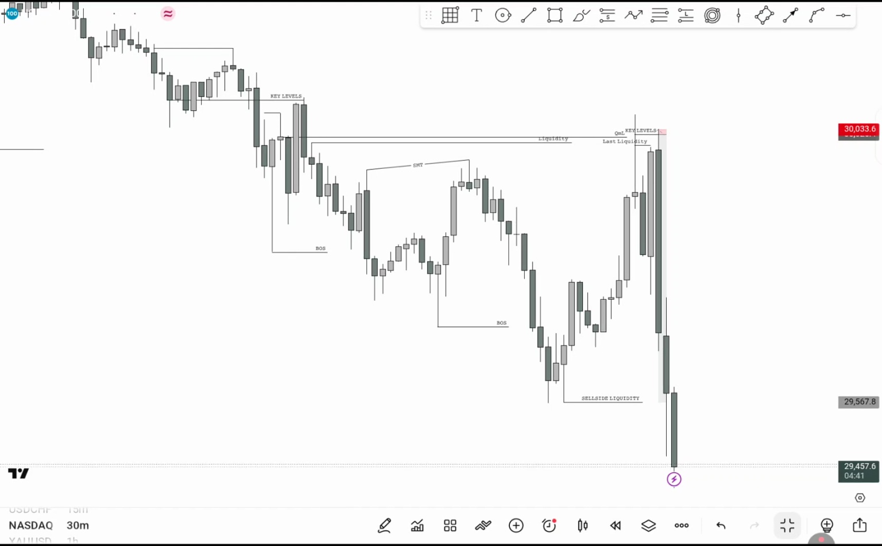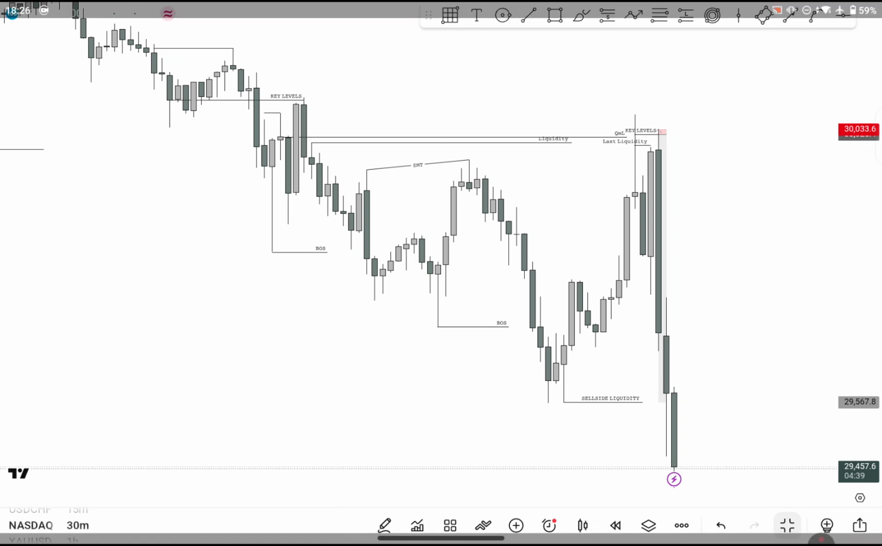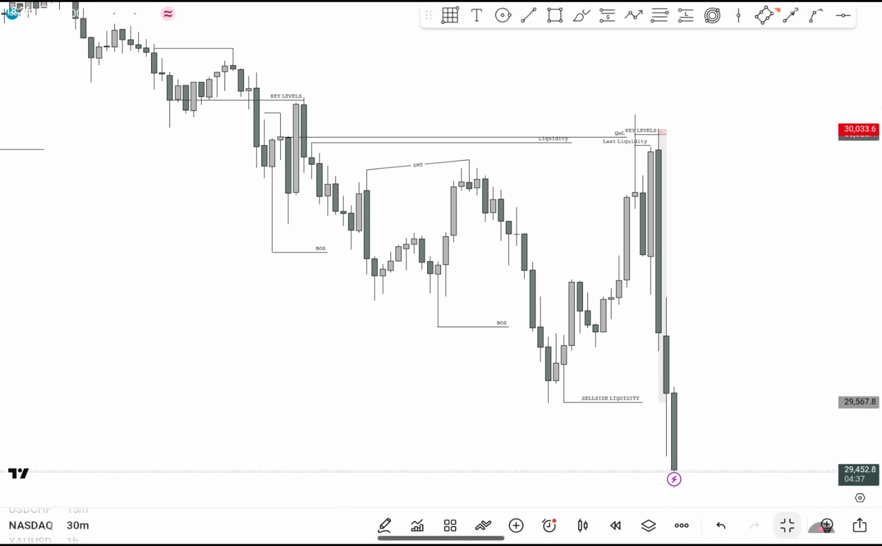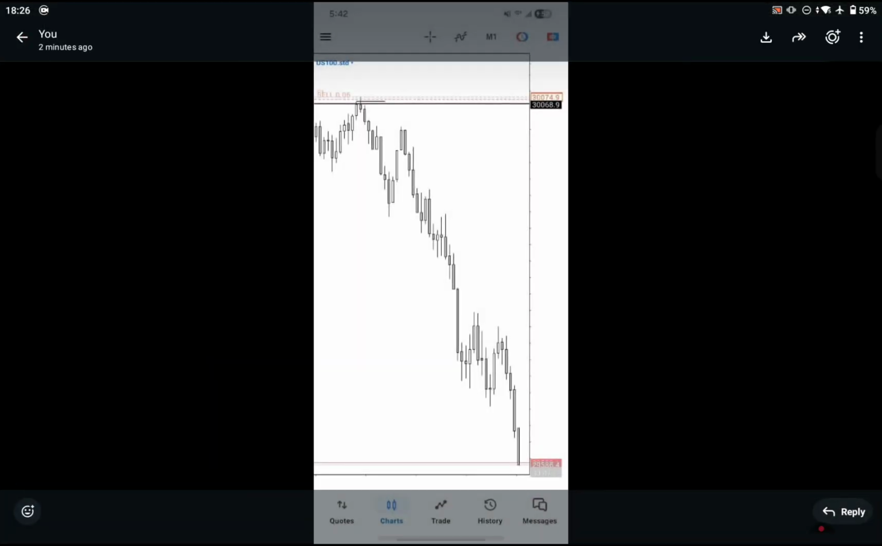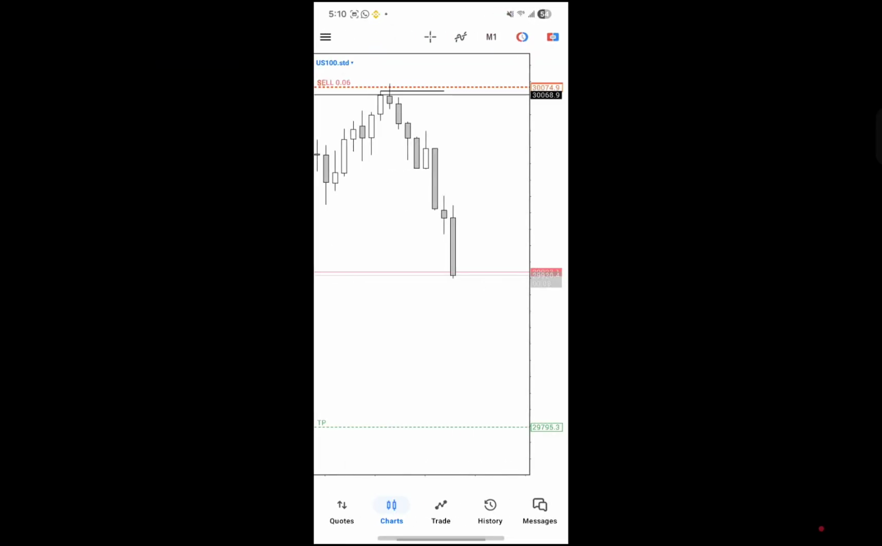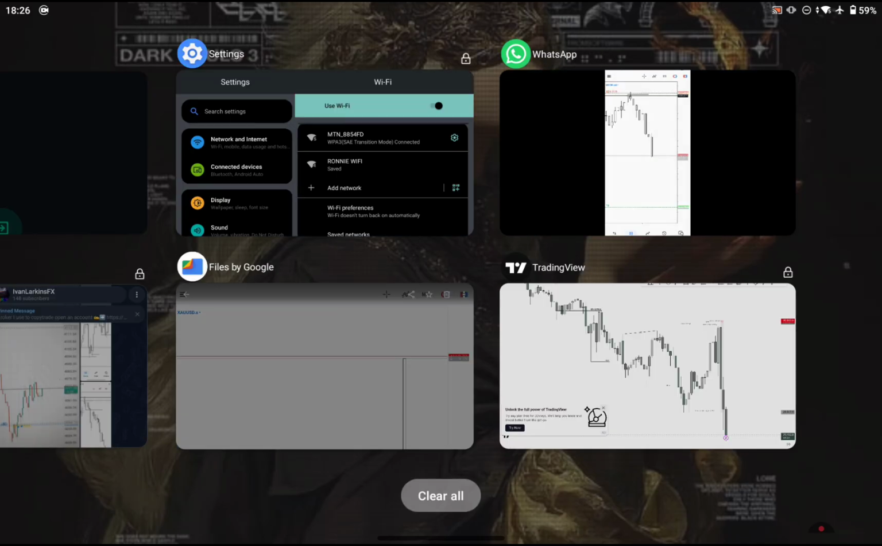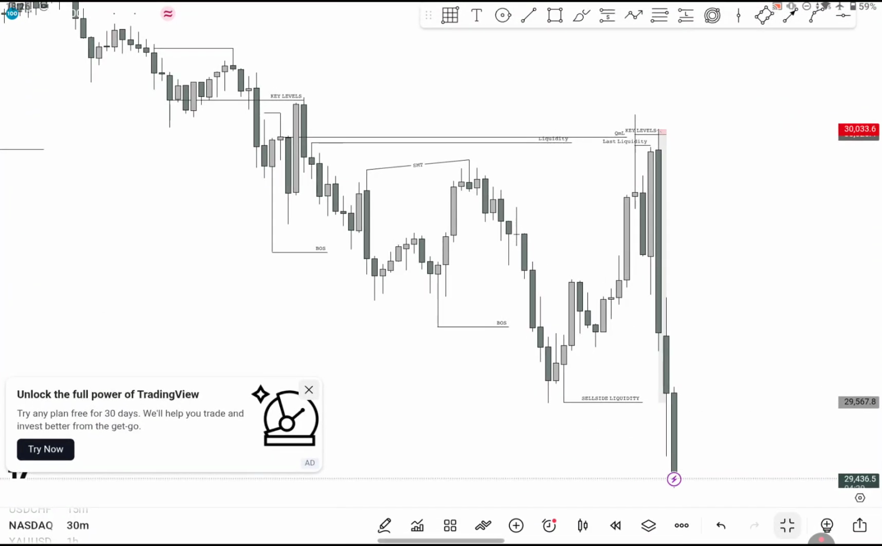I wanted to show you how I caught this trade over here on Nasdaq after the NFP July 2nd. I took this sell. You can see over here, that's the sell I caught. I took a sell over there. So I'm going to be sharing with you how I took this entry.